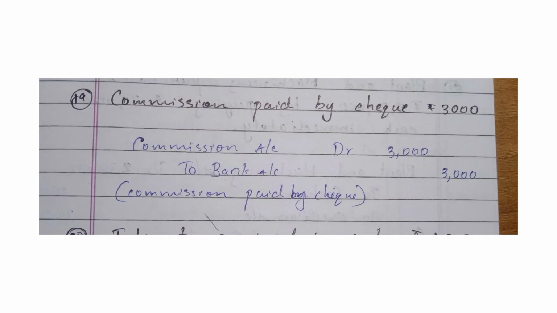The next one is commission paid by check, rupees 3,000. We are paying commission, okay, and that is done by check. So bank is involved, fine. So the journal entry will be commission account debited to bank account. Here, if the check was not given and it was given in cash, what will be the entry? It will be commission account debited to cash account, fine. In the narration it's written commission paid by check and the amount is written at the debit and credit columns.